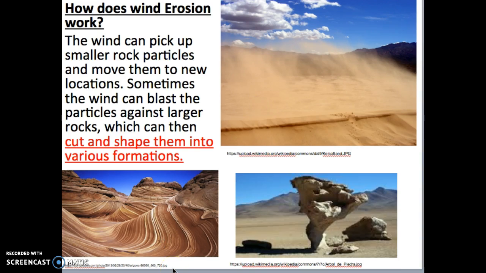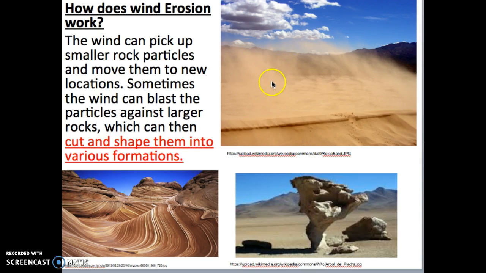Now let's talk about another type of erosion called wind erosion. So basically, wind erosion happens when the wind will pick up really fine and small rock particles like you see in this picture, and they can blow them and move them to new locations.